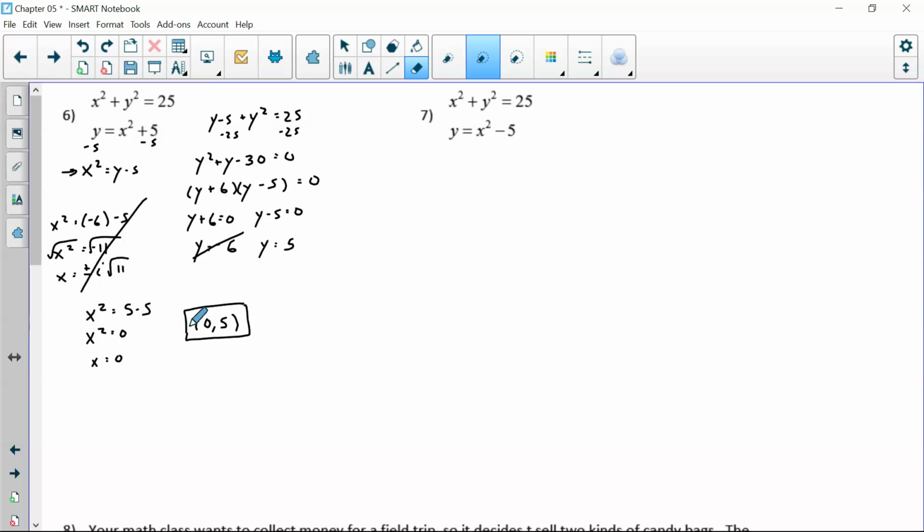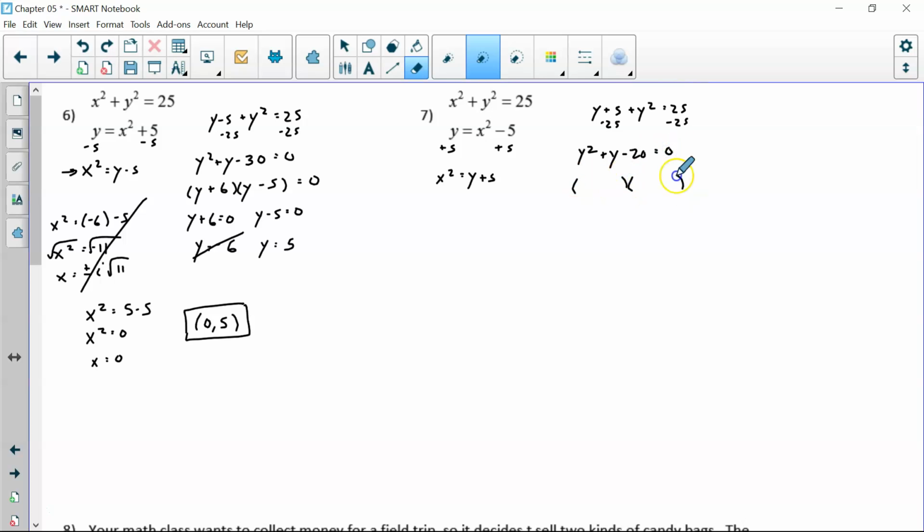Problem number 7. Once again, get x squared by itself, so we add 5 to both sides. So you get x squared equals y plus 5. So (y plus 5), plus y squared equals 25. It's a quadratic, so get it equal to 0: subtract 25 from both sides. Y squared plus y minus 20 equals 0.